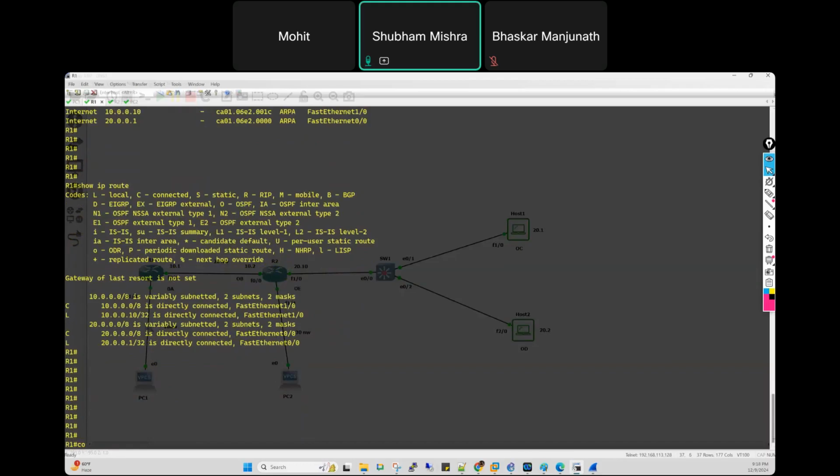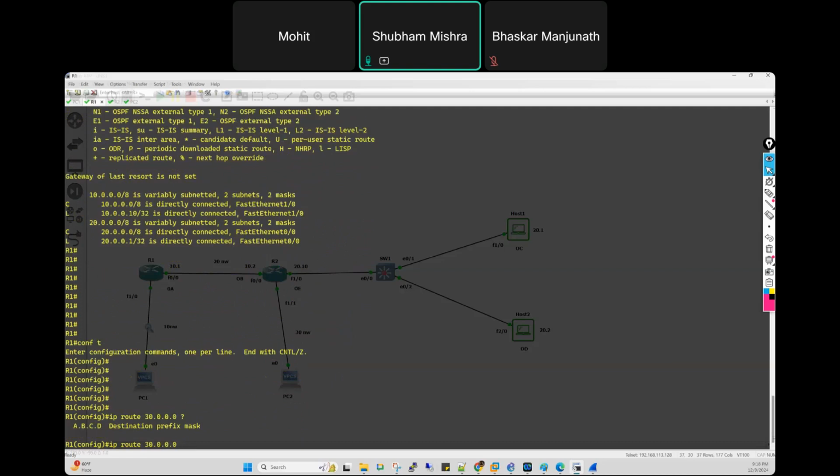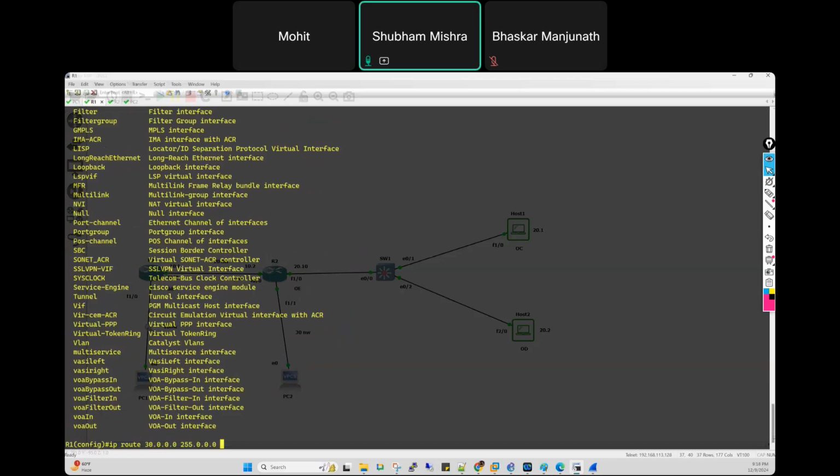So come here in global configuration mode. I am writing IP route. I am configuring the static route. IP route 30.0.0.0. I am pressing the question mark. That is the prefix mask, 255.0.0.0. Again I press question mark. What am I getting? Here you can use either of 2 things: either the exit interface or the next hop address.